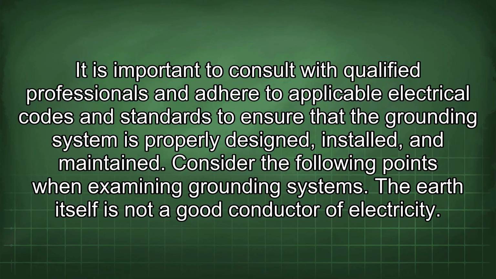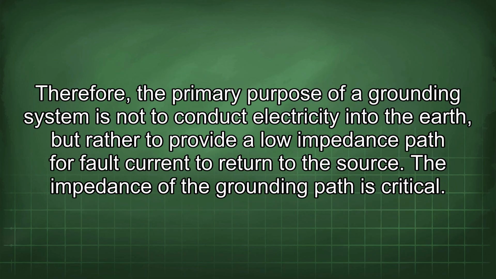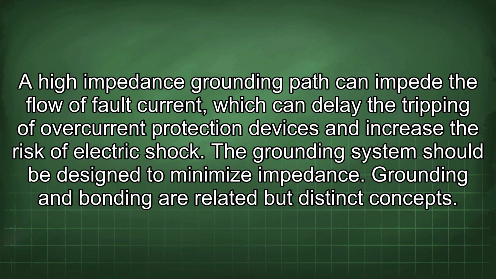Consider the following points when examining grounding systems. The earth itself is not a good conductor of electricity. Therefore, the primary purpose of a grounding system is not to conduct electricity into the earth, but rather to provide a low impedance path for fault current to return to the source. The impedance of the grounding path is critical. A high impedance grounding path can impede the flow of fault current, which can delay the tripping of overcurrent protection devices and increase the risk of electric shock. The grounding system should be designed to minimize impedance.